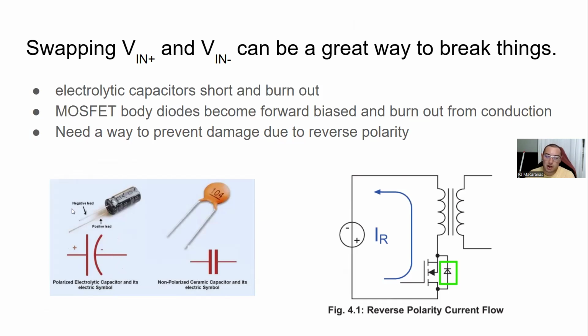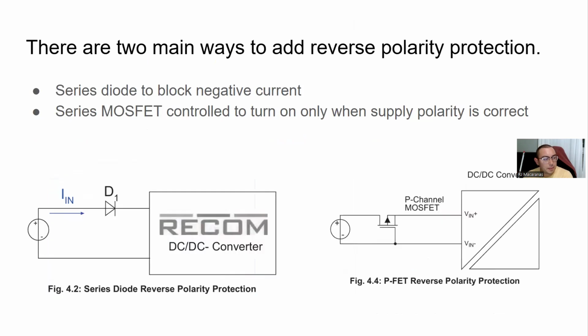Another example is MOSFET body diodes. So all MOSFETs have this intrinsic diode just due to the construction of the MOSFET and the silicon, right? So when a reverse polarity voltage appears across this MOSFET, it causes high currents to flow through this body diode, and it'll cause the MOSFET itself to actually break. So again, we need a way to prevent damage due to these reverse polarity conditions.